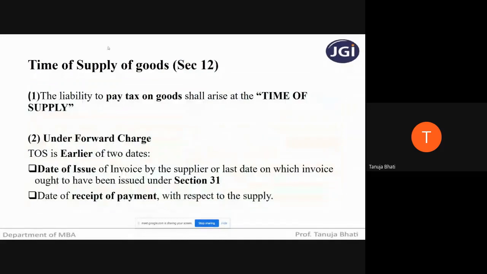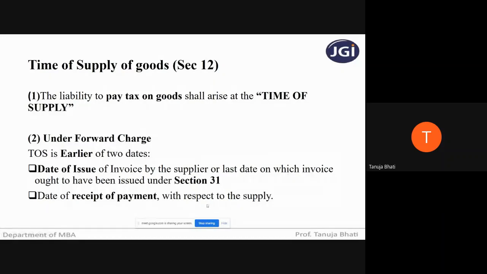We know that time of supply of goods is covered under section 12. Section 12 subsection 1 says that the liability to pay tax on goods shall arise at the time of supply. So what is the time of supply in the case of forward charge in respect of goods? It is the earlier of 2 dates. The date of issue of invoice by the supplier or the last date on which the invoice ought to have been issued under section 31. In the last class we had seen section 31, the last date to issue the invoice in respect of goods, or the date of receipt of payment with respect to the supply, whichever is earlier.